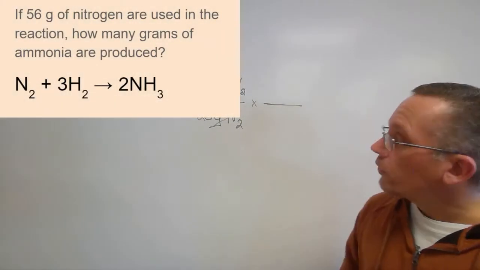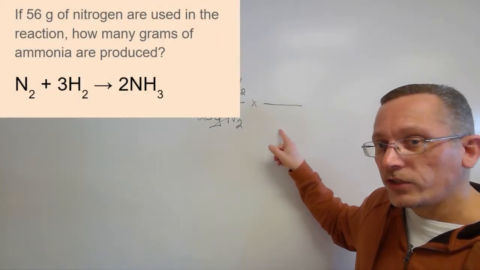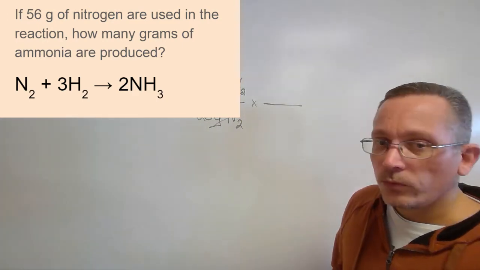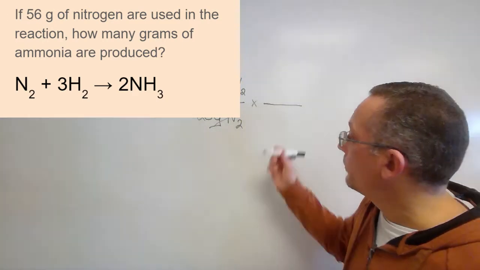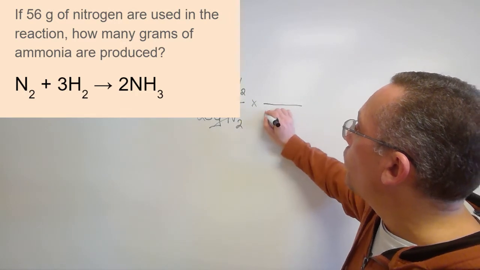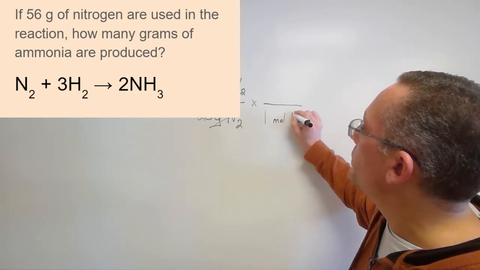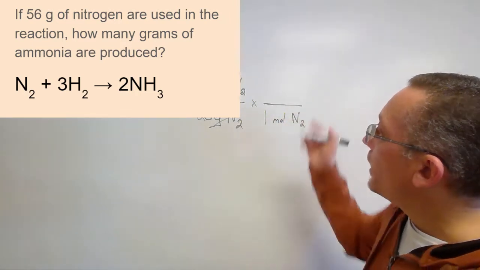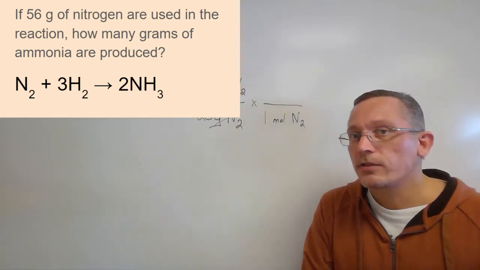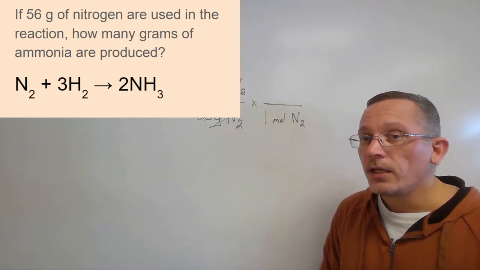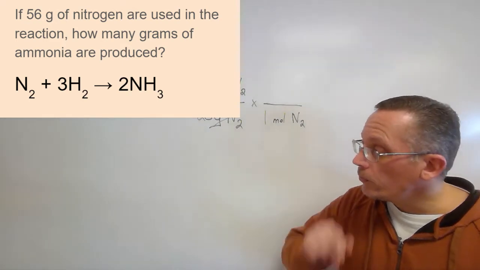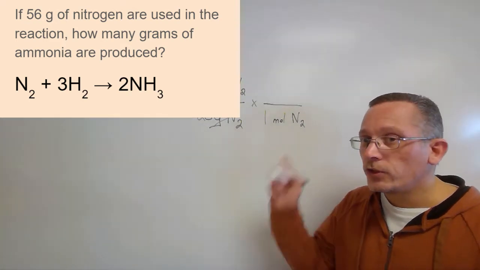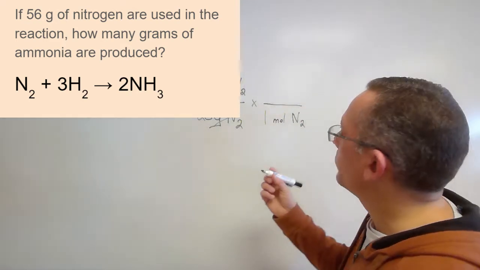So looking at the chemical equation, you can see how many moles of nitrogen. Well, there's not a number in front of it, which means there's 1. So down here I'll put 1 mole of nitrogen. And then on the top, I want moles of what they asked me about, which was NH3. And you can see in the chemical equation, there's a 2 in front of NH3. So I'll put 2 moles of NH3.